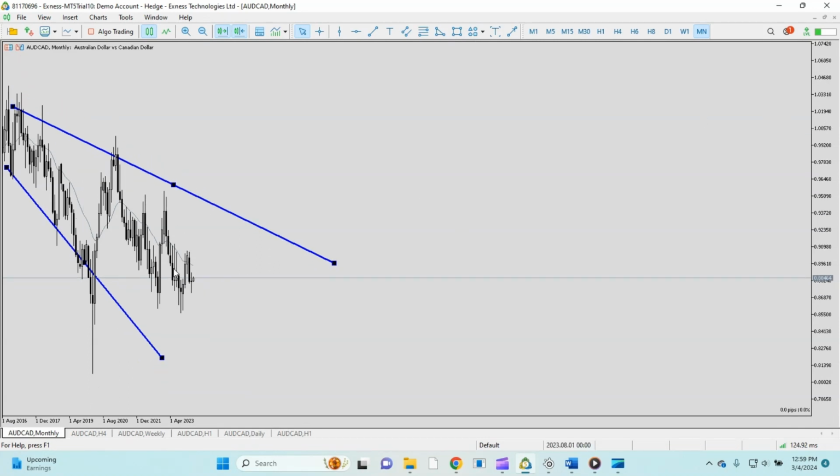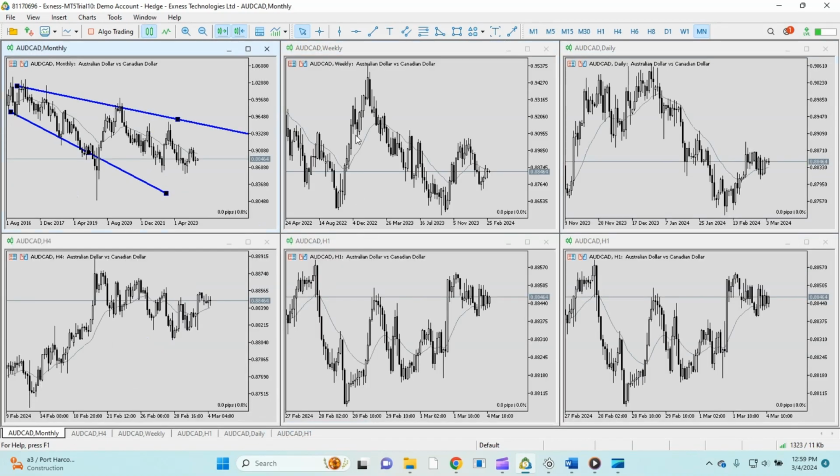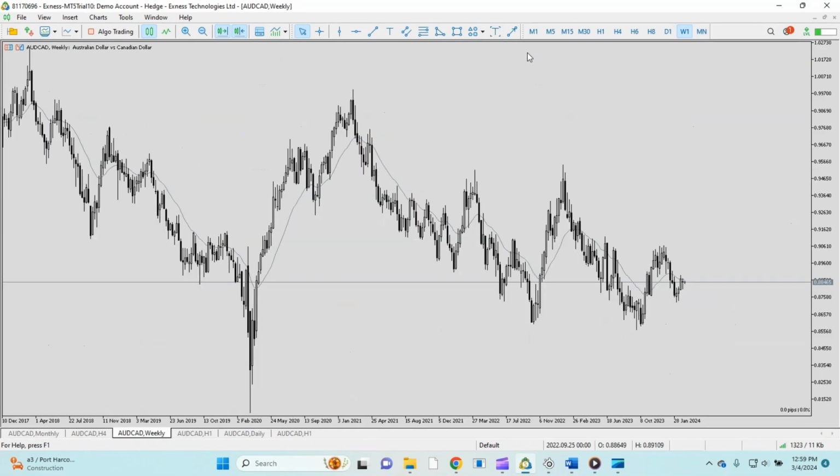So overall now, you see the market is in the middle of the trend line. So we may not be able to trade. This is just the story the market is telling you. So let's go to the weekly. See what is happening in the weekly.